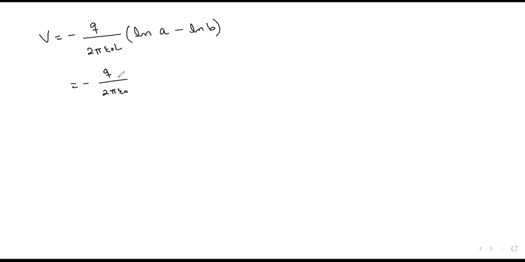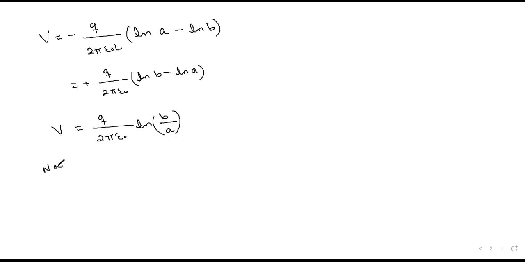So let's take a negative sign out of this parenthesis. So this will become positive, and we will get log of B minus log of A. And this will yield Q over 2 pi epsilon naught log of B over A. This is the required potential.